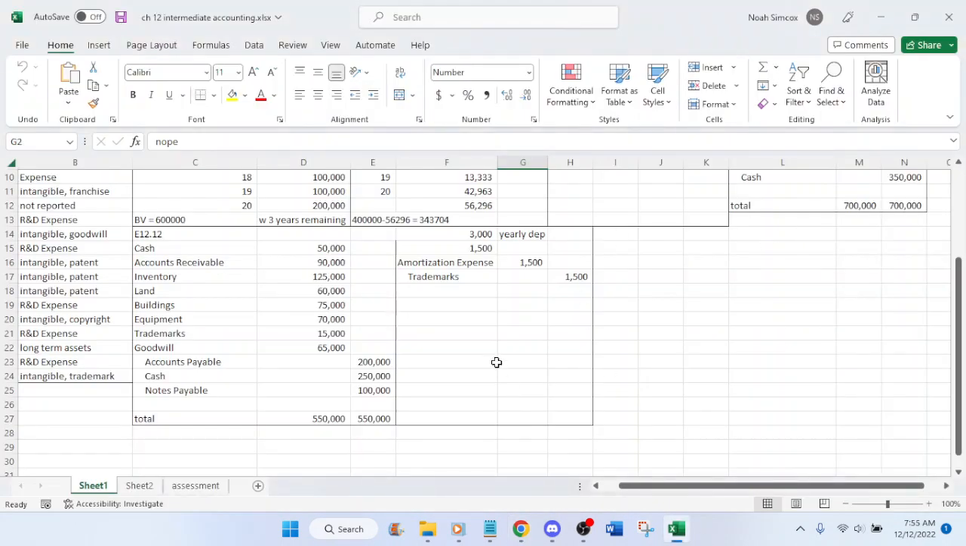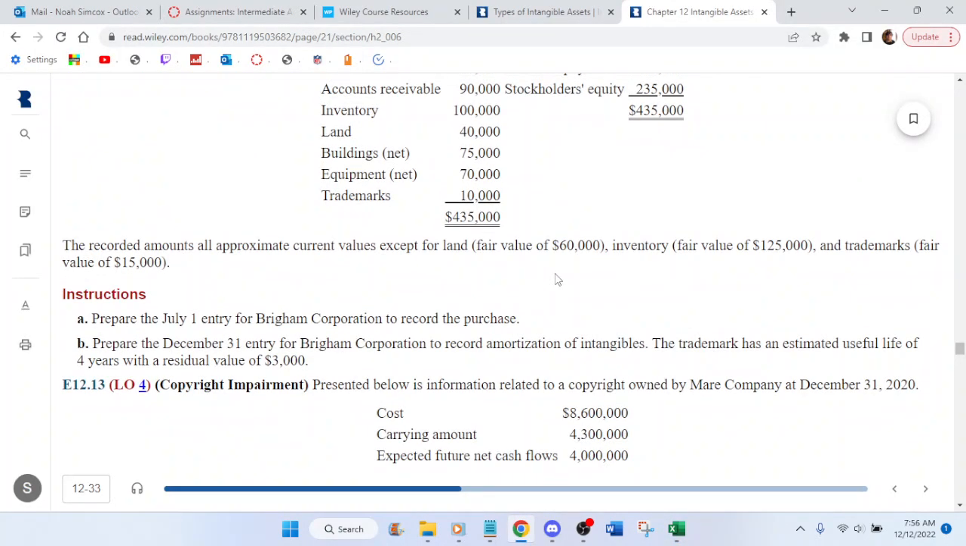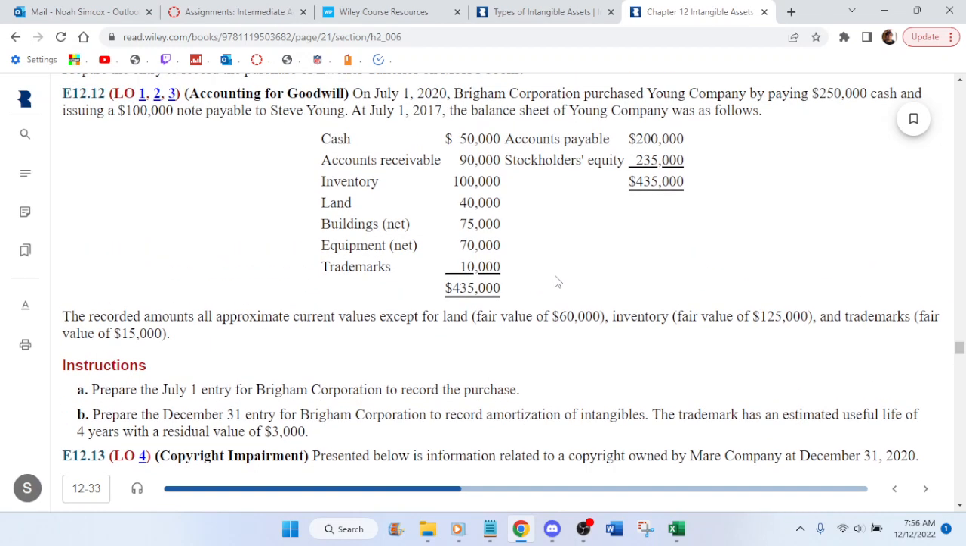So that's the same as the last question anyways. But there's a part B. Now we have to record the amortization of intangibles. So, let's see here. We have trademarks. Trademarks, indefinite life. Right? Oh, crap. It literally says no. Okay. So, trademarks. That's the only amortization we have to record.